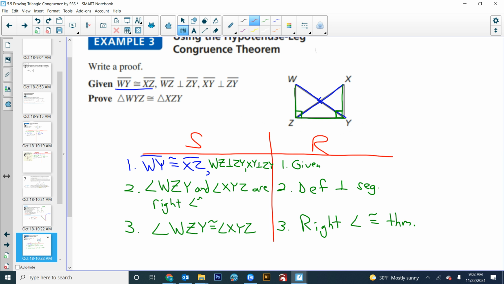All right, well, let's see what we got here. Those blue sides, are those the hypotenuses or the legs? The hypotenuse. The hypotenuses, right. So what do we have left to prove? A pair of legs. Which legs are congruent? WZ and XY, I hear. What would be your reason?